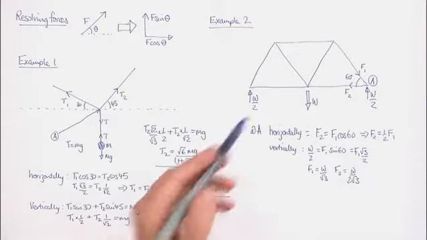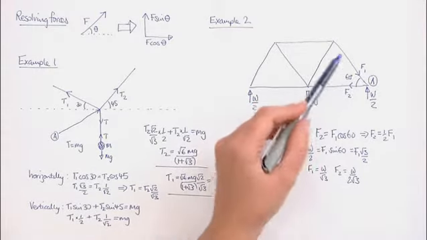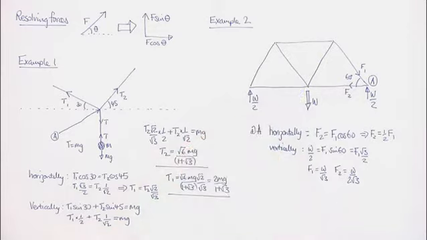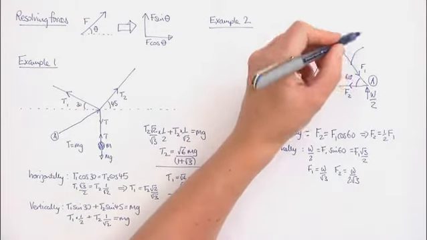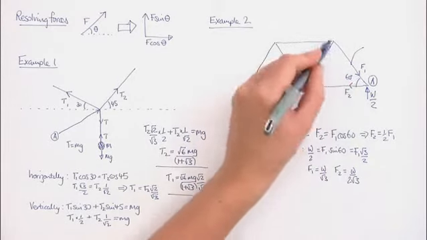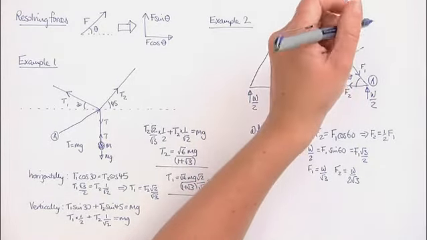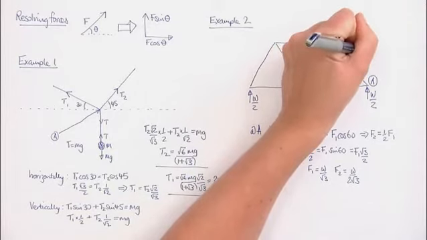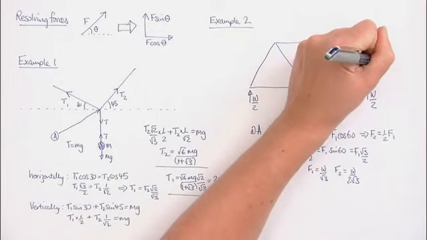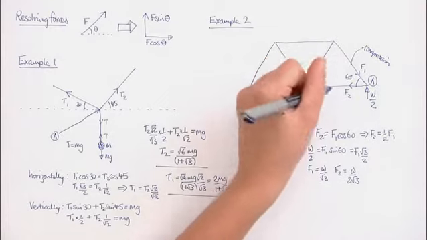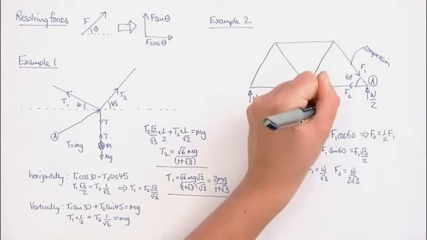So let's note here that the direction of these arrows tells us if each of these rods are in tension or compression. Because this arrow is pointing in this direction, it means that this rod is in compression. And because the arrow is pointing inwards here, it means that this rod is in tension.